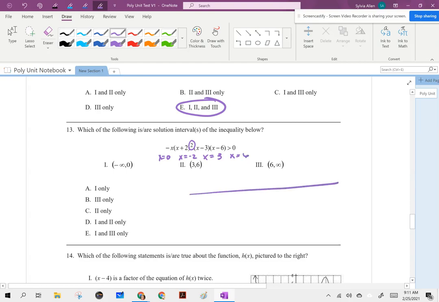So let's draw our number line. We've got a 0 here, a -2 over here, a 3, and a 6. So those are what we're drawing on our number line. All right, so we've got 1, 2, 3, 4, 5 factors. And don't forget about that negative right there.